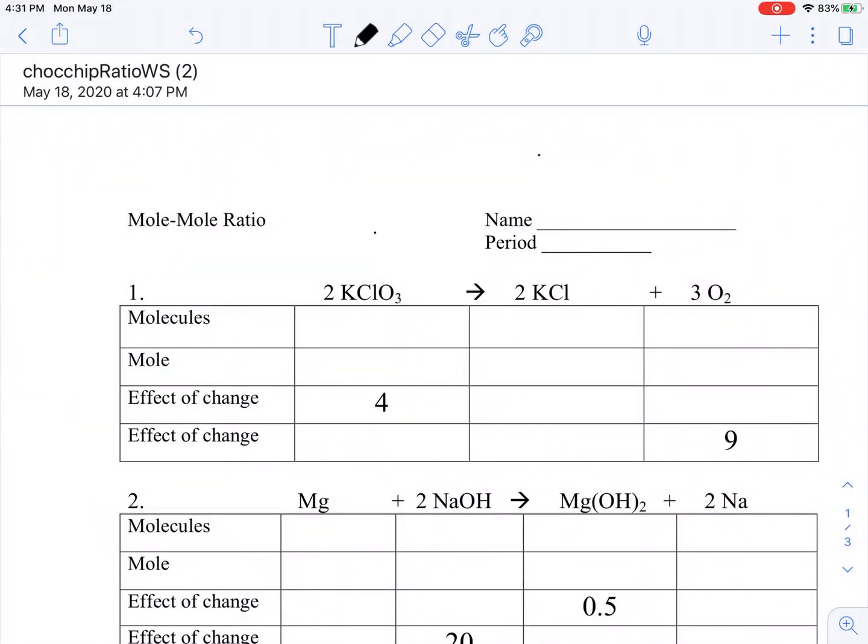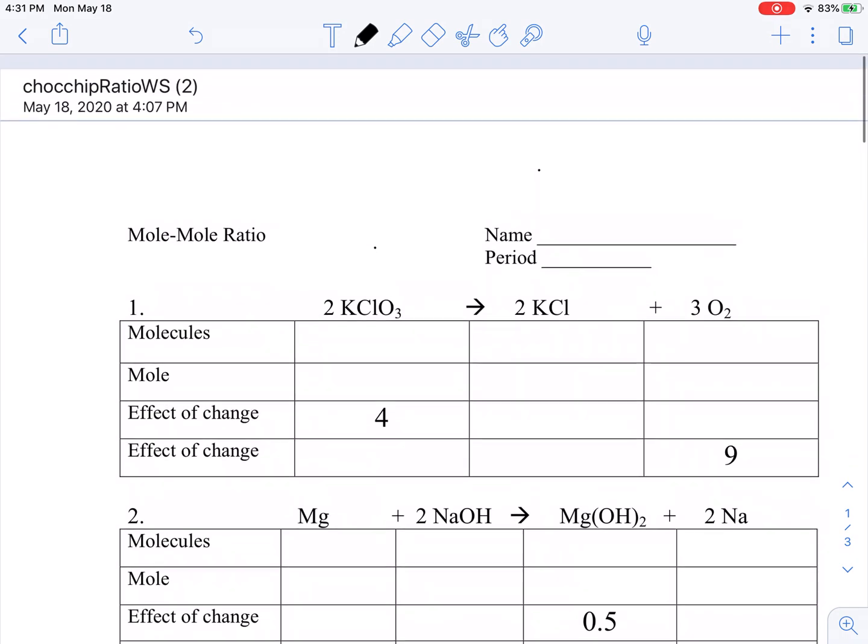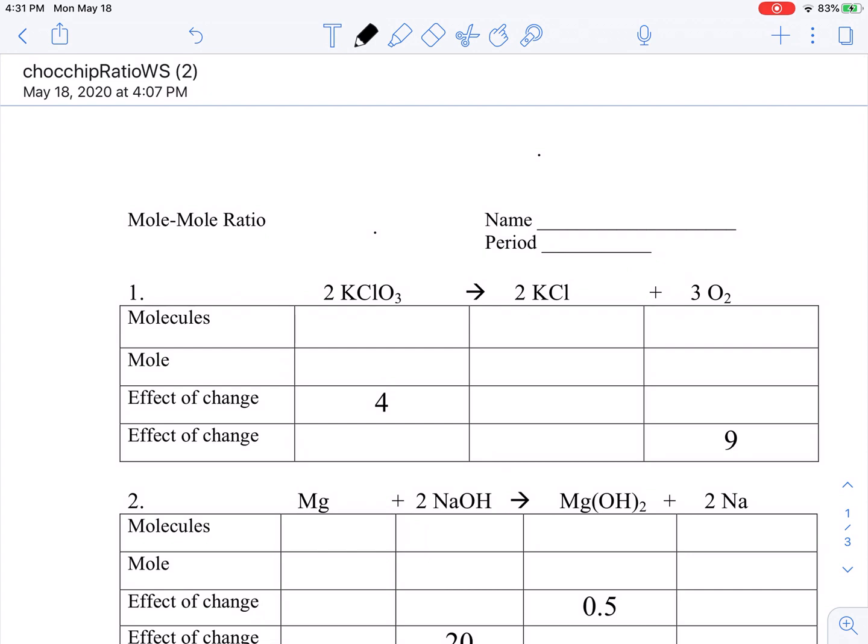Let's do some examples on this mole-to-mole ratio worksheet. The mole-to-mole ratio worksheet has numerous balanced chemical equations here, where in this first one, potassium chlorate decomposing to produce potassium chloride and oxygen.